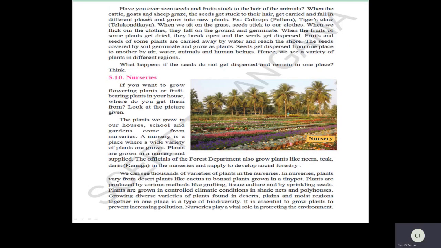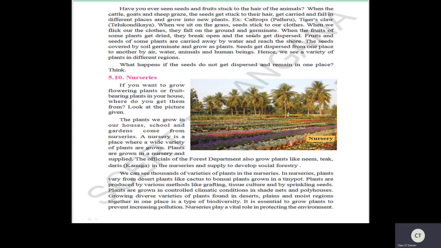Now see here, have you ever seen seeds and fruits stuck to your hair or the hair of animals? Just observe that. When the cattle, goats and sheep graze, the seeds get stuck to their hair, get carried and fall in different places. When they are walking from one place to another place, sometimes the seeds will fall in other places. This is how the seeds are carried from one place to another, and that is why different plants are growing in different places.